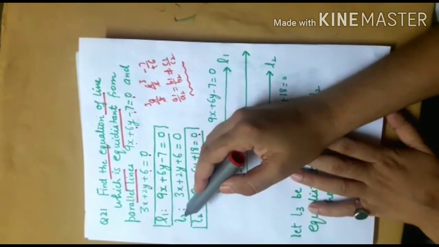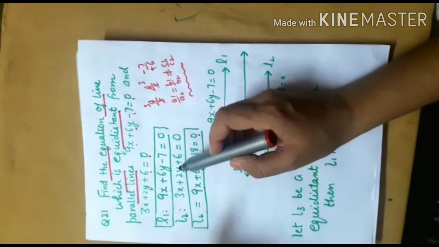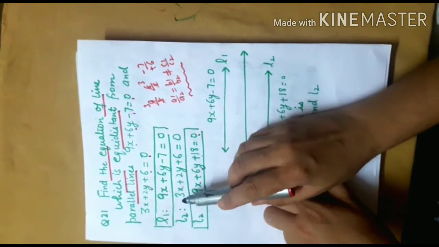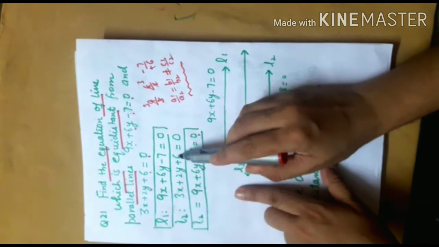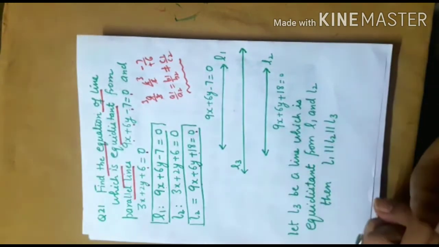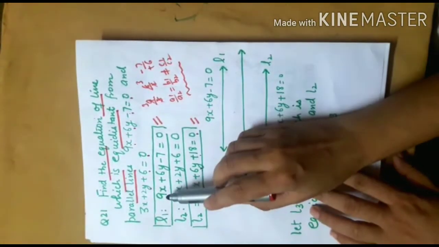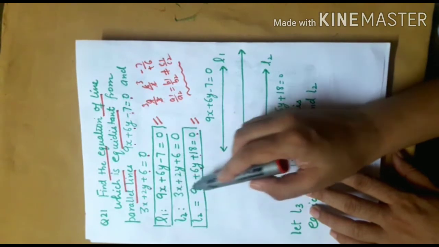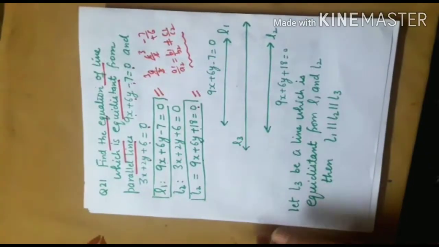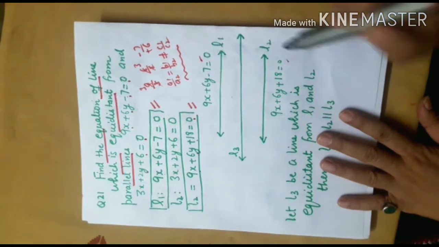Now, as L1 and L2 are parallel lines, the coefficients of x and y in these two equations can be made equal. So what I do? I multiply the second equation by 3. So I'll get 9x + 6y + 18 = 0. So now this is L1 and this is L2, and you can see the coefficient of x in both equations is 9 and the coefficient of y in both equations is 6. So here are the two parallel lines L1 and L2 with these equations.